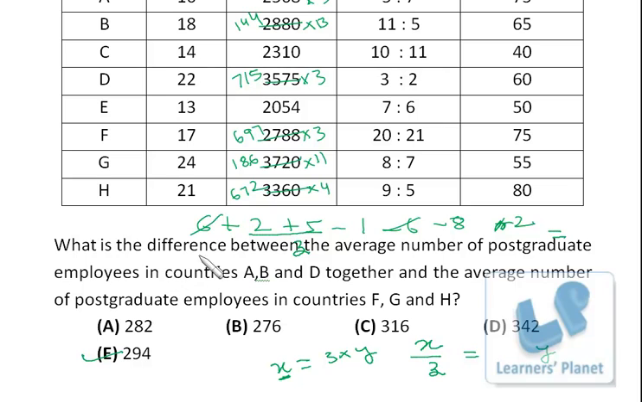Okay, I just tell you one thing once again. What is the difference between average number of postgraduate? See, we have to find out the difference. That's why I'm not considering this negative sign. Unit digit of this calculation will be 2. Just do not take it minus 2. Okay, I hope you are clear.